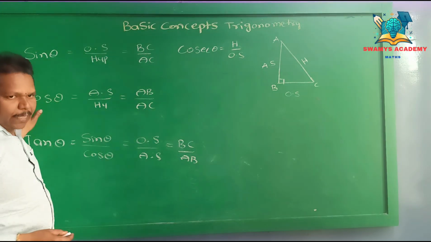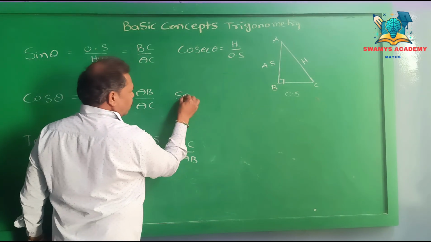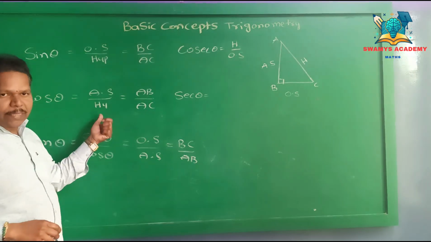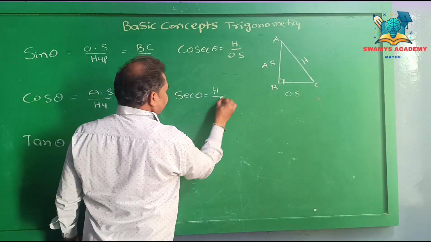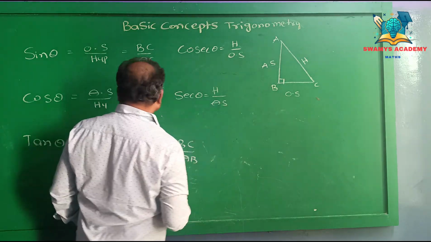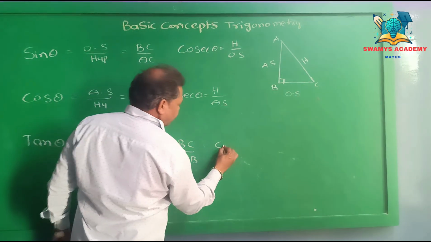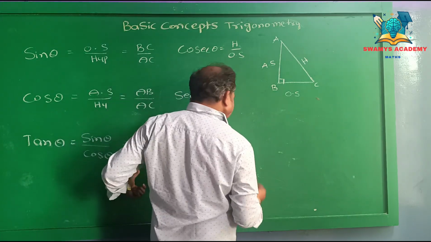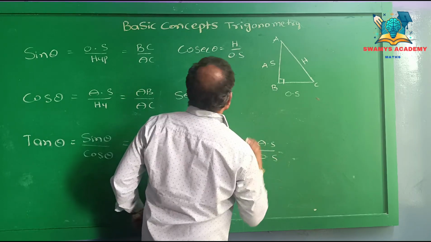At the same time, the reciprocal of cos theta is secant theta. Cos theta is adjacent side by hypotenuse, then secant theta is hypotenuse by adjacent side. In the same way, the reciprocal of tan is called cot. Tan is opposite side by adjacent side, and cot is adjacent side by opposite side.